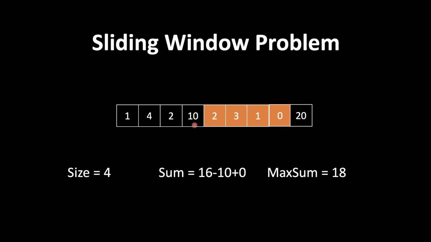We lost minus 10 here and got 0. So sum will be 16 minus 10 plus 0. 6 is less than 18. We will not update our maximum sum. So we will slide again.